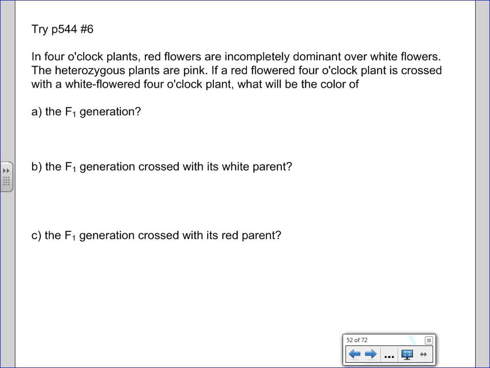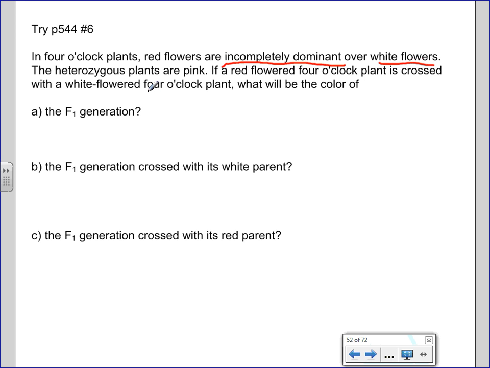Okay, so you've had a couple of minutes to try this on your own or with someone beside you. Some key things you should look for when you're reading. It says they are incompletely dominant. Red flowers are incompletely dominant over white flowers. The heterozygous plants are pink. So that's exactly the kind of snapdragon flowers that we were talking about. But this could be a different looking flower.